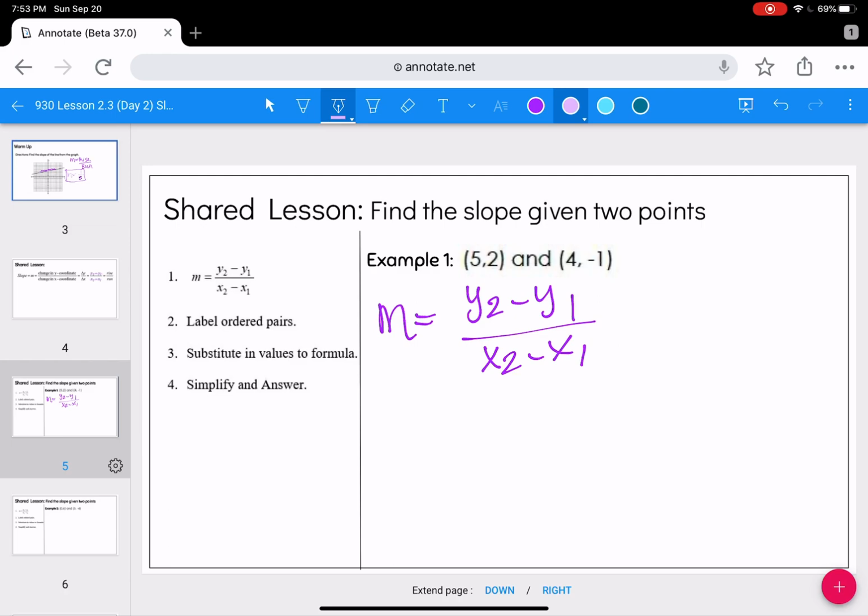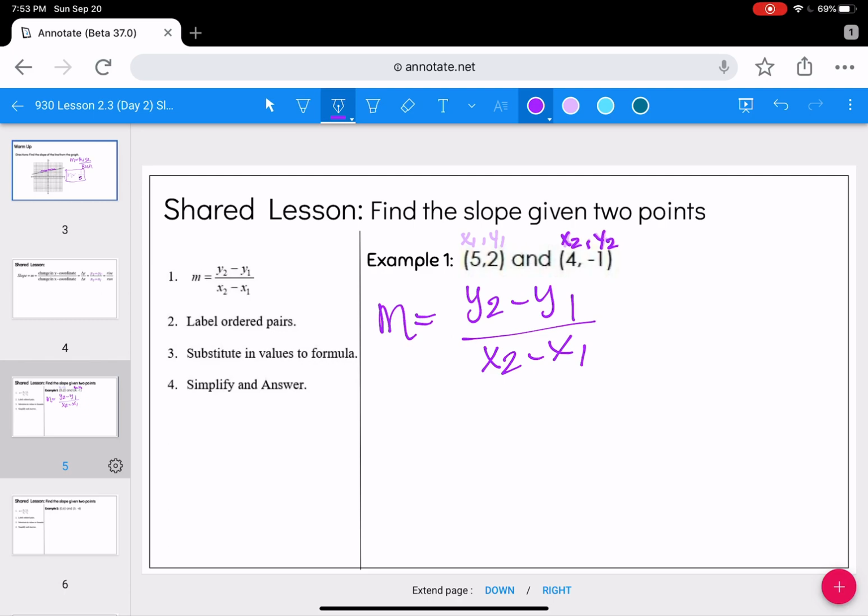And what I'm going to do right away is I'm going to label my ordered pair. So I'm just going to label this first ordered pair x1, y1, and then my second ordered pair here, I can label this as x2, y2. So now we're just going to be plugging in our values into the formula.